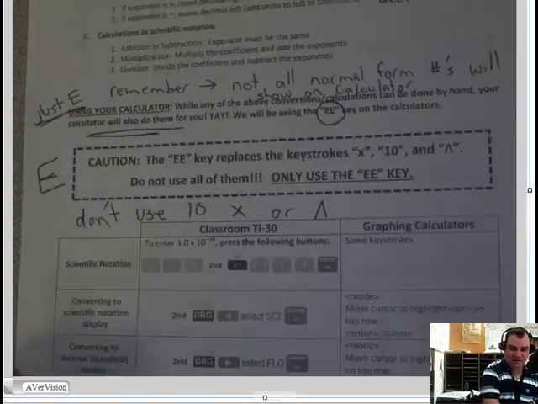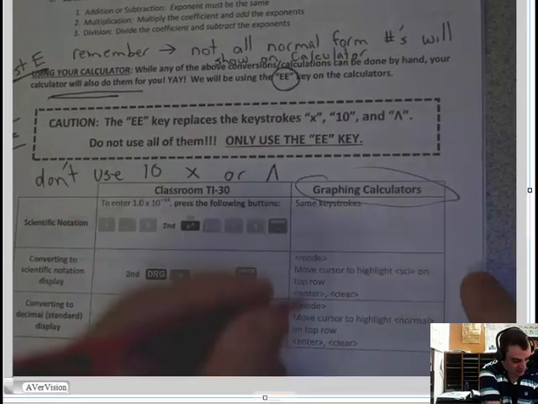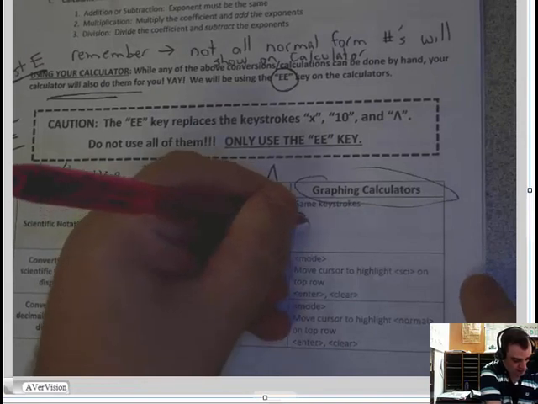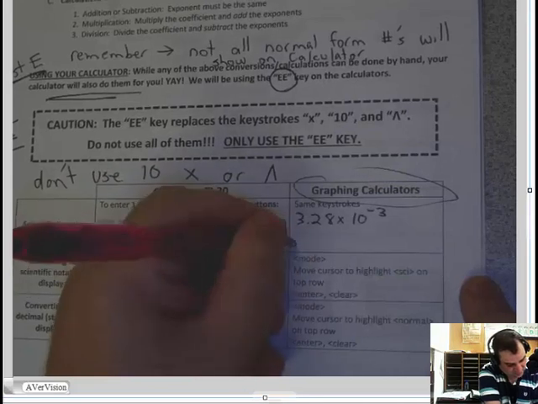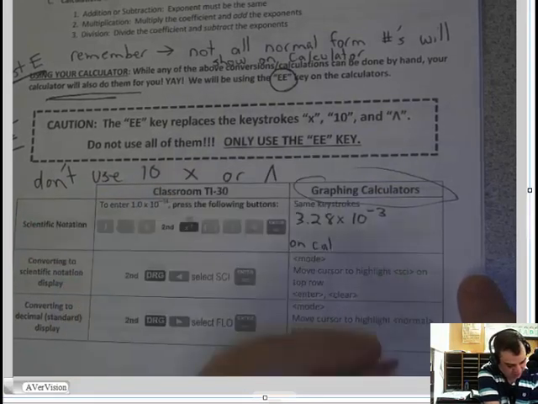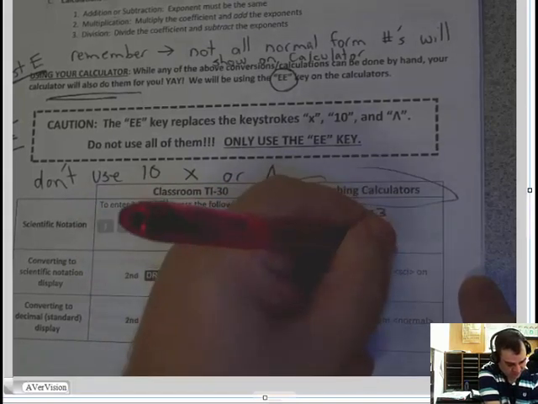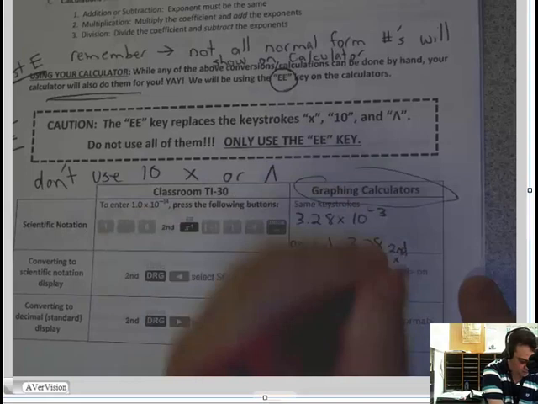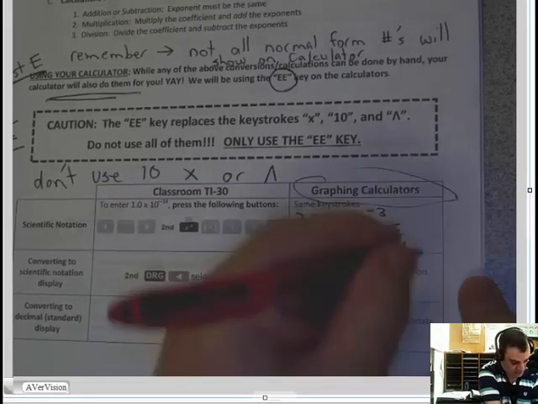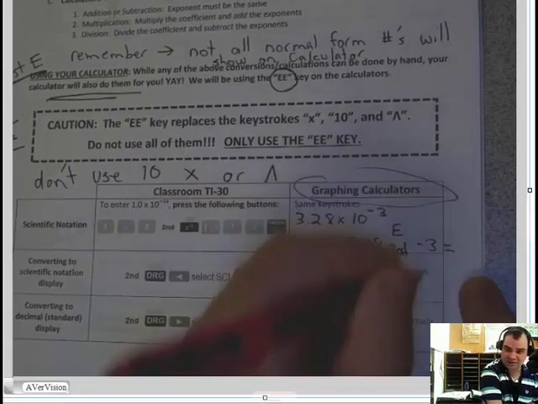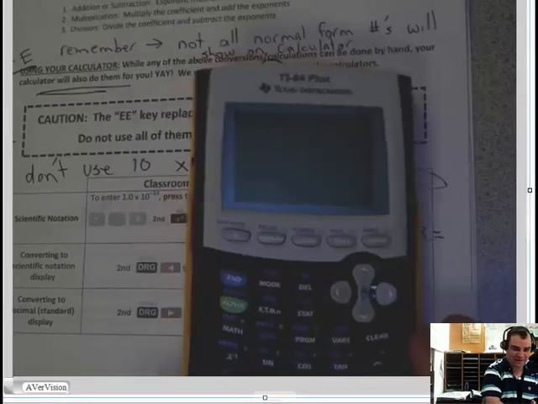Okay? We're going to be using graphing calculators. So if I wanted to type in 3.28 times 10 to the negative 3 on the calculator, I'm going to type in 3.28, second, x to the negative 1, which will put an E on the screen. Then I'm going to type in negative 3 and then equals. Like this. Here's my calculator.